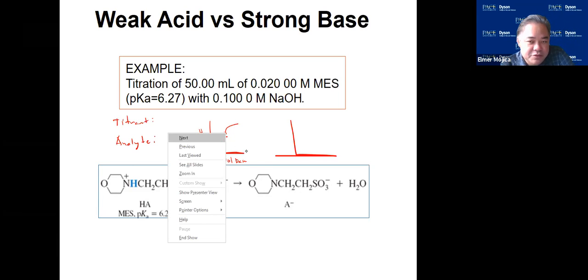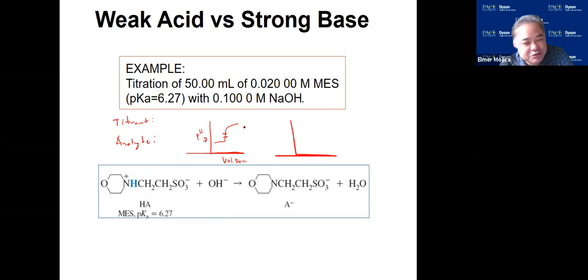Okay. So we're going to look at this. As usual, we have the three regions: equivalence point, before and after. And we can also put here start or before titration. So what is the pH before titration? Anyone? Before we even started the titration, what would be the pH?